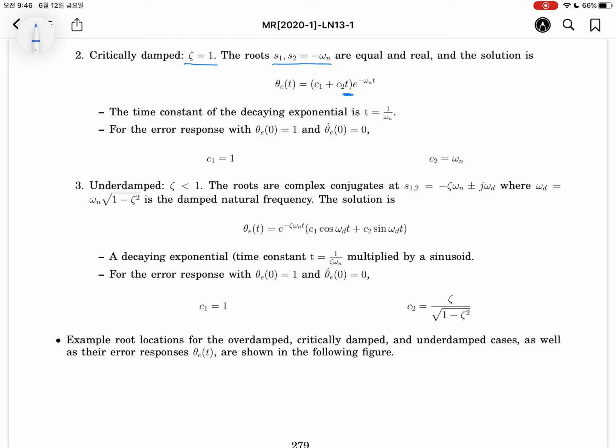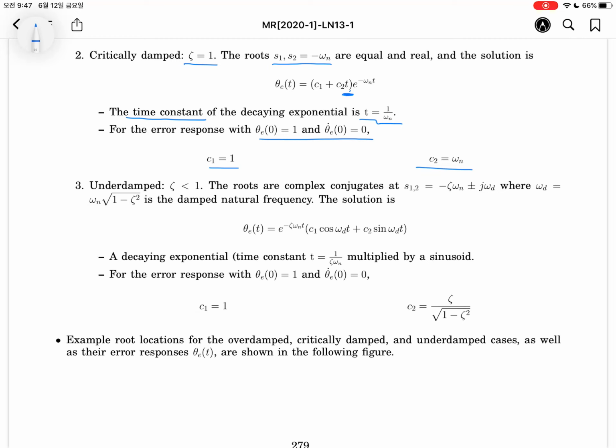I'd like to recommend you to check the Laplace table. It's not difficult. The t should be multiplied to obtain the repeated pole case. Okay, the time constant is just 1 over omega n. And then the response can be obtained by applying the two initial conditions. Then we have C1 and C2.